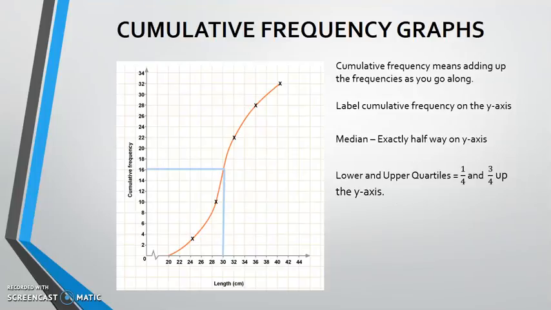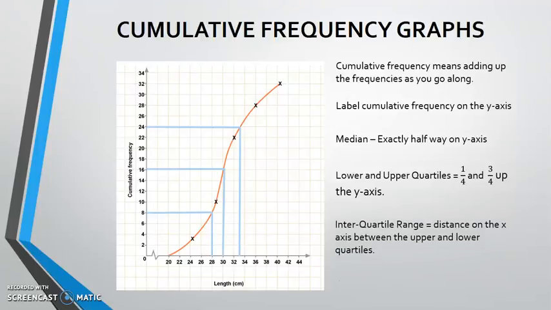Then you've got upper and lower quartiles on a cumulative frequency graph. Now the lower quartile would be a quarter of the way between 0 and 32. So a quarter of 32 is 8. So the lower quartile would be at 8, which is 28. And the upper quartile is 3/4 of 32, which is 24. And 24 shows a length of 33.